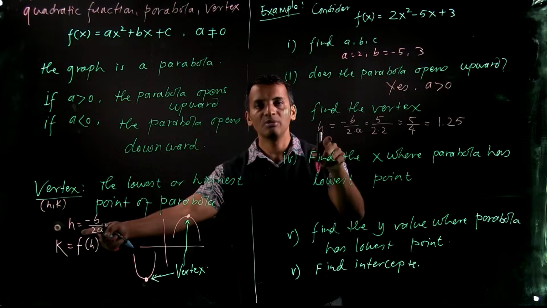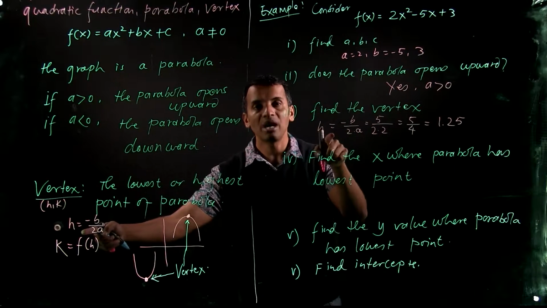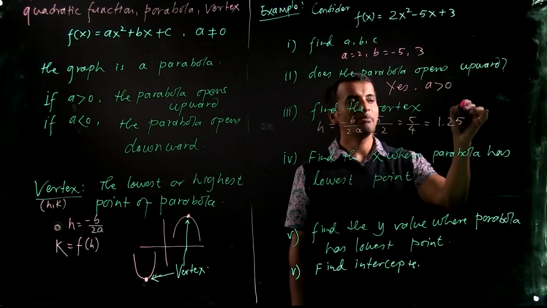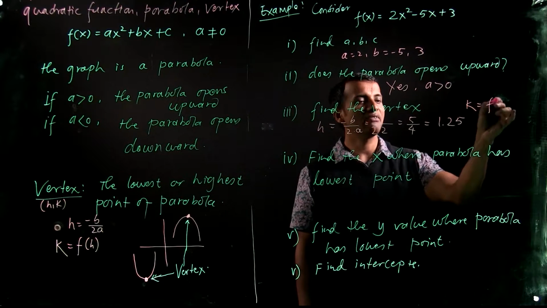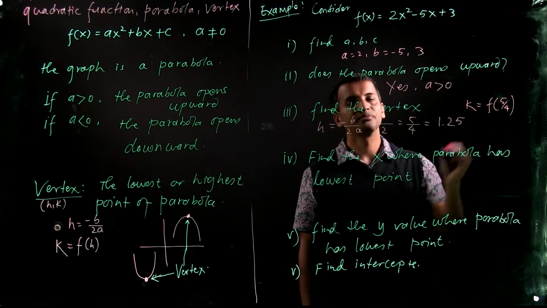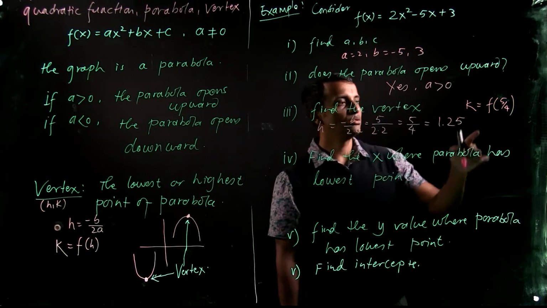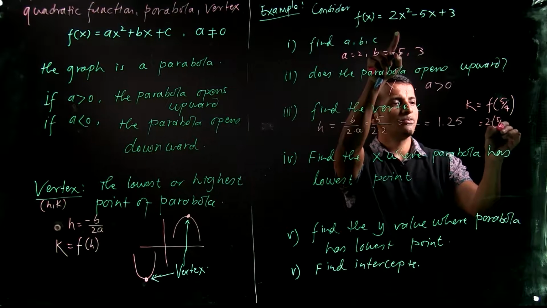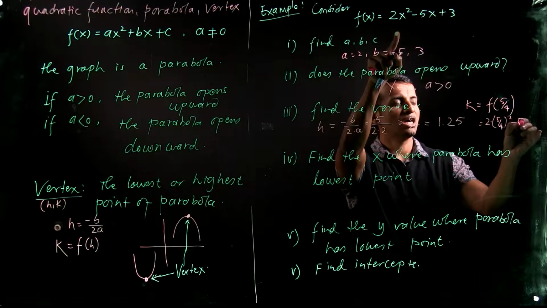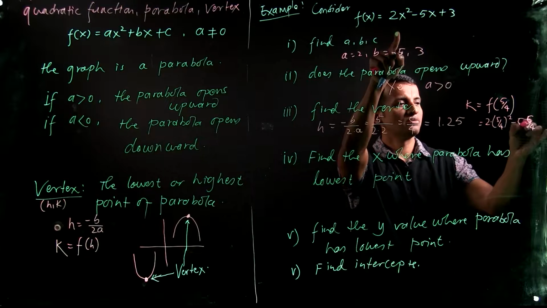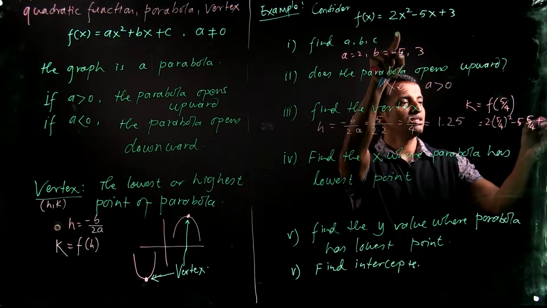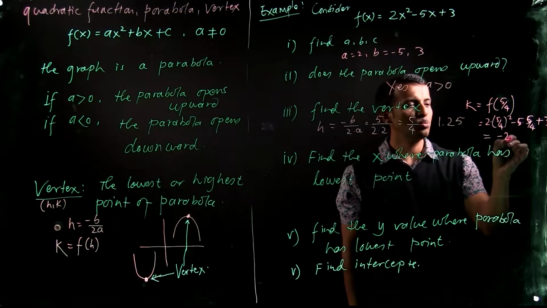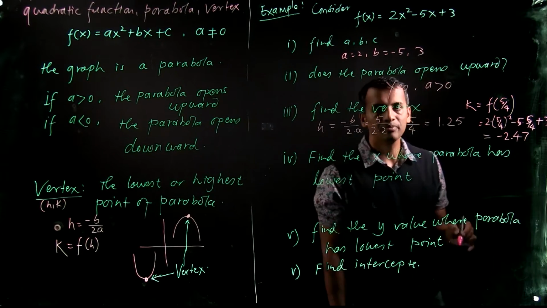Now you need to find k as well, because the vertex is a point, and we have the x part of the vertex. Now you want to find the y part. How do you find it? The y part, denoted by k, is f at 5 over 4. You just plug in 2 times 5 over 4 squared, minus 5 times 5 over 4, and then plus 3. If you use a calculator, you'll get negative 2.47.